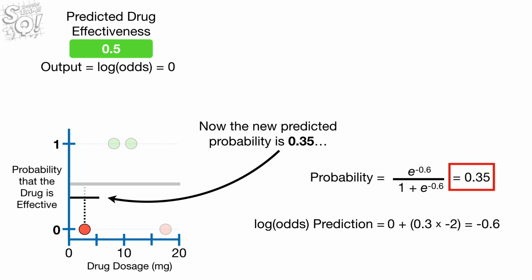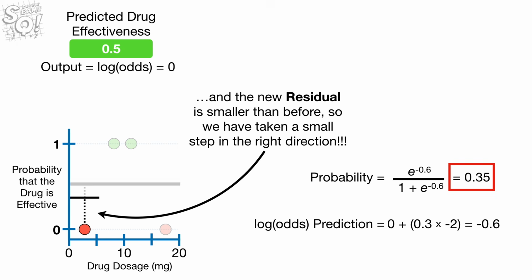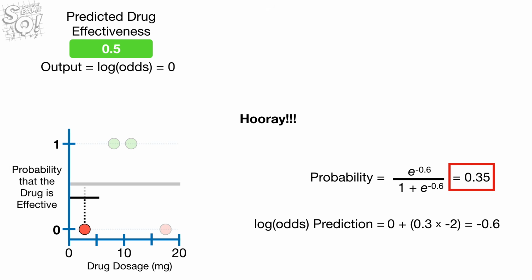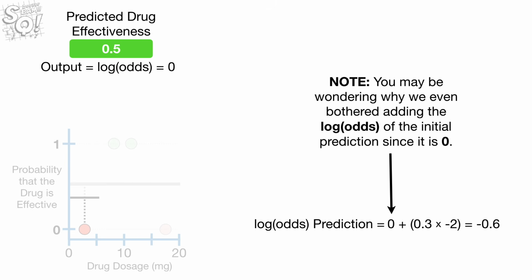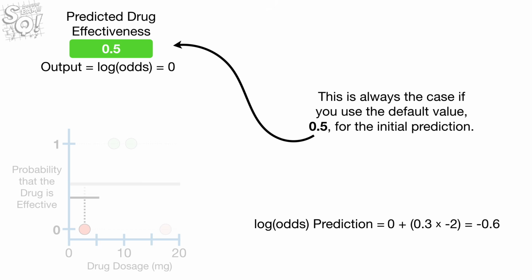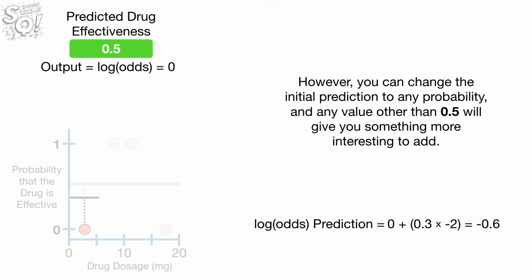Now the new predicted probability is 0.35, and the new residual is smaller than before, so we have taken a small step in the right direction. Hooray! Note, you may be wondering why we even bothered adding the log of the odds of the initial prediction since it is 0. This is always the case if you use the default value 0.5 for the initial prediction.